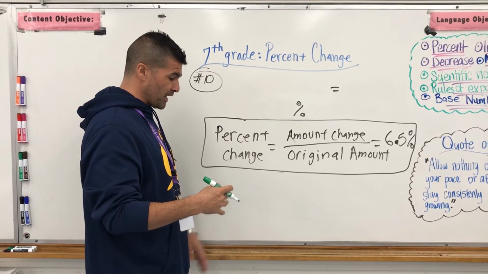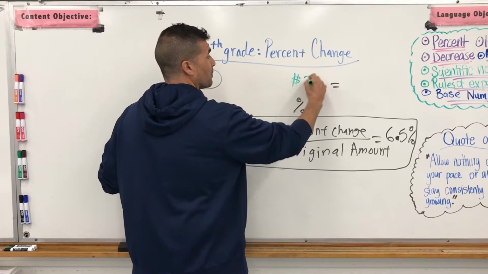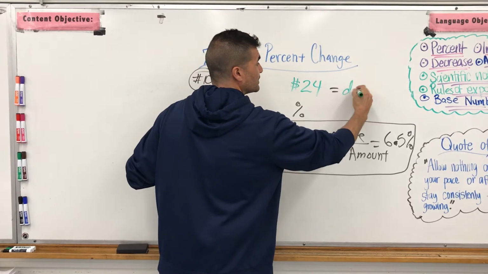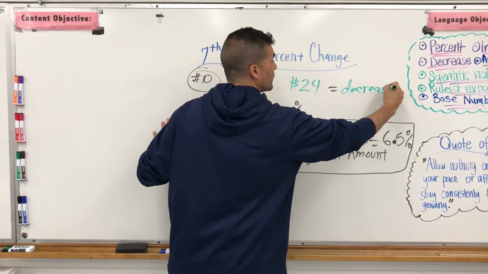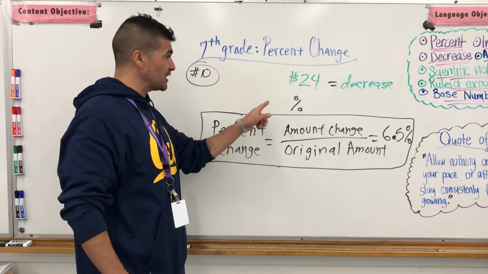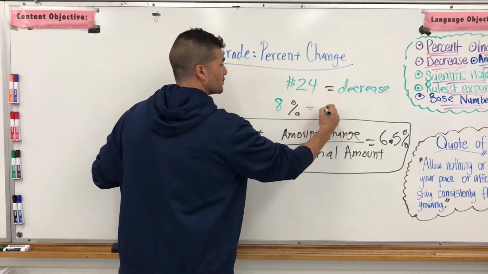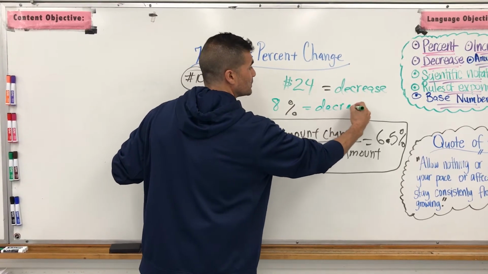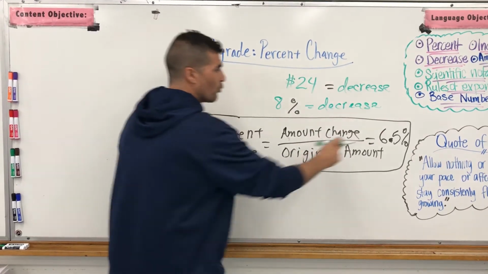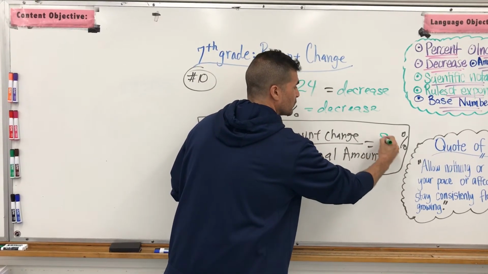So we're going to go ahead and say that this decrease is going to be $24. So I'm going to put $24, and that this is equal to a decrease. This is how much money they went down. And this decrease is going to be equal to 8%. So we don't want this to be the increase anymore. We want this to be the decrease.